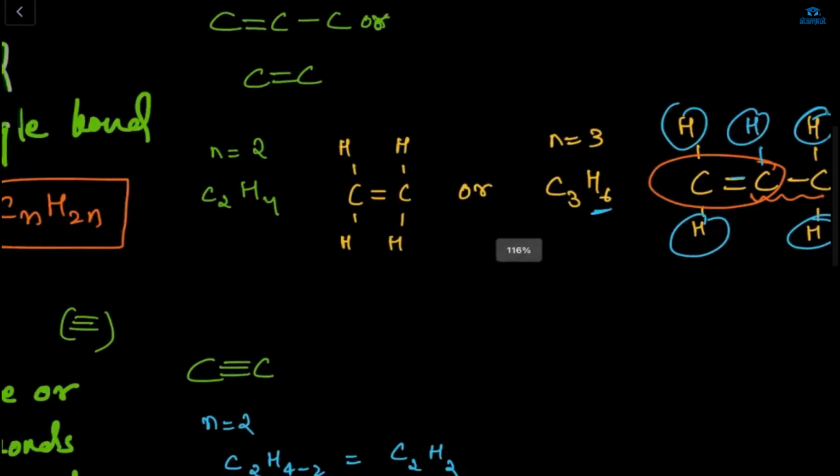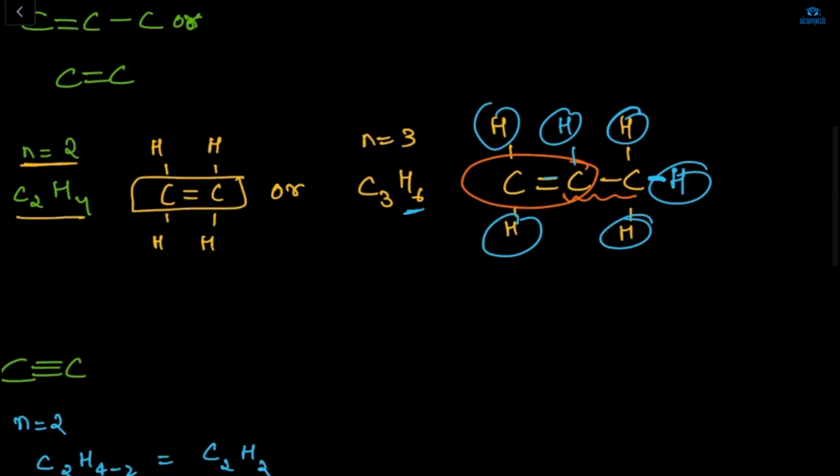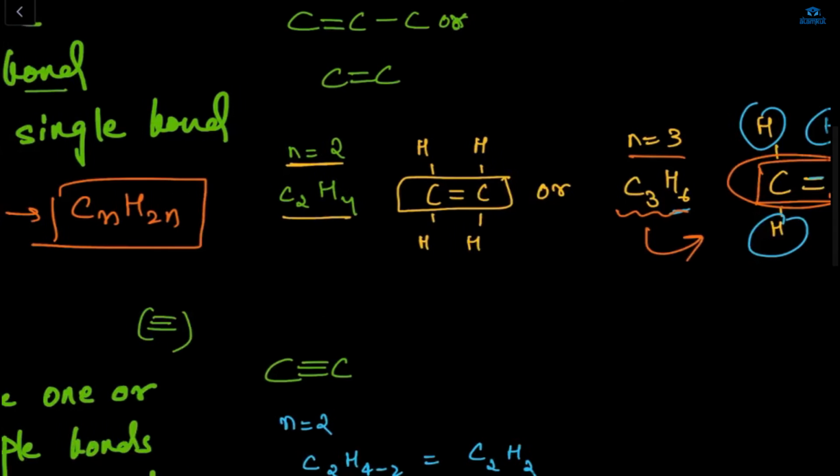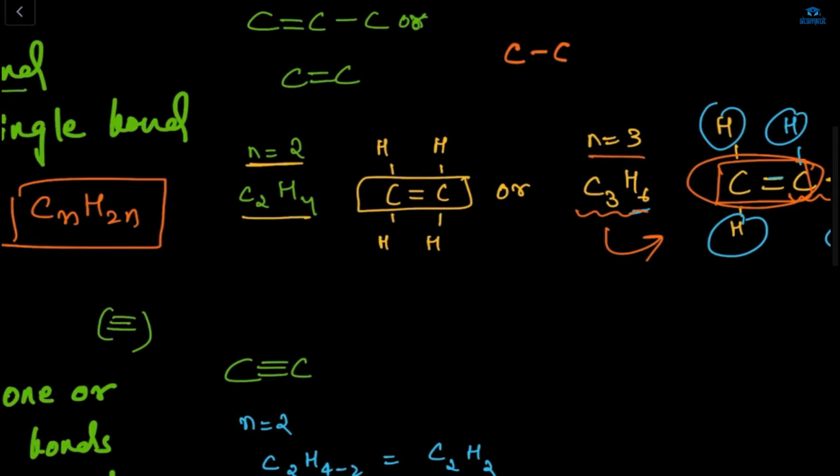Like here, if I'm taking n is equal to 2, it will be C2H4. So here it's your double bond. If I'm taking n is equal to 3, it will be C3H6, so here is your double bond, and this is the structure of your C3H6. So it means it's not like in all the series we have to put double bonds. No, only in one place we can put a double bond, so that will be considered as your alkenes.